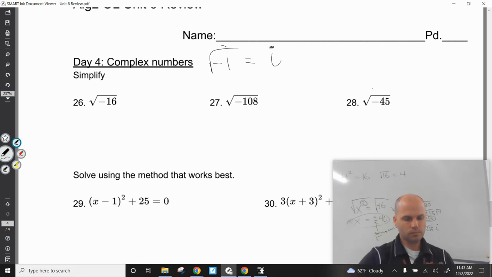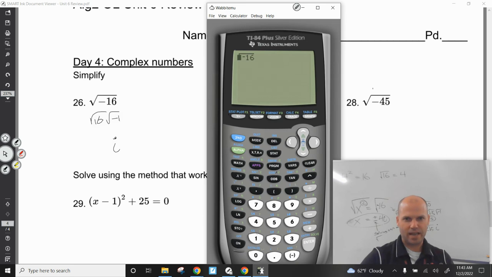I do root 16, root -1, because 16 times -1 is -16. The root of -1 is i. Can I simplify the root of 16? Well, this is when we simplify again. This is why I love this unit, because it really builds upon itself.